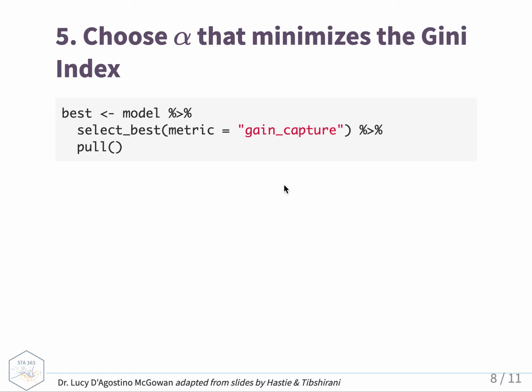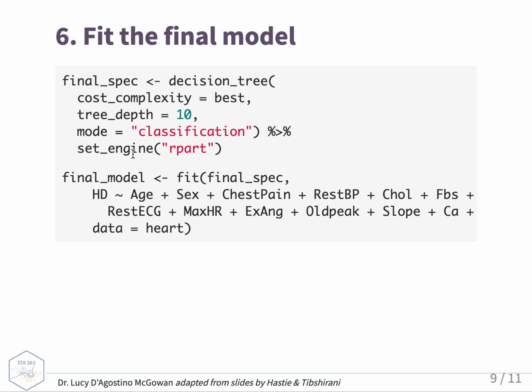Okay, now I'm going to select my alpha that minimizes that Gini index. To do that, I can use the select_best function. I'm going to say my metric now is this gain_capture. Then I'm going to pull out that best alpha value, and then I can plug that best alpha value in for cost complexity. That's what I'm doing here. I still have my mode as classification. This is my final model spec. And now I can fit that final model.